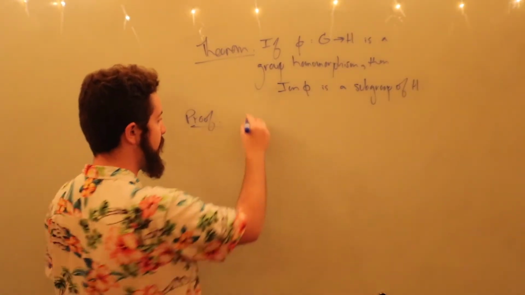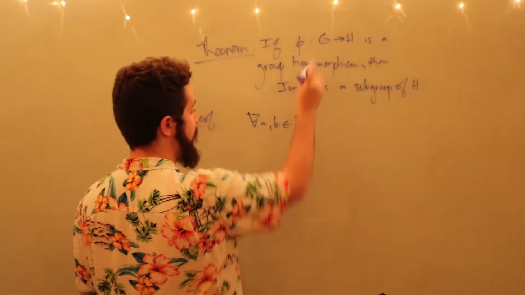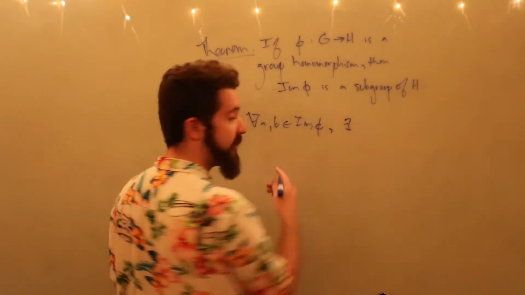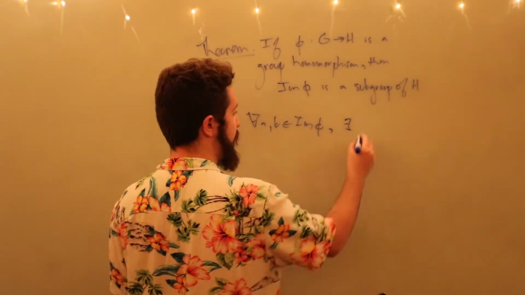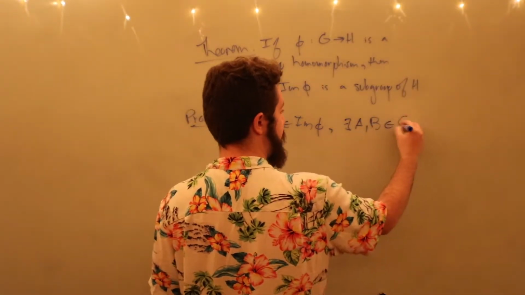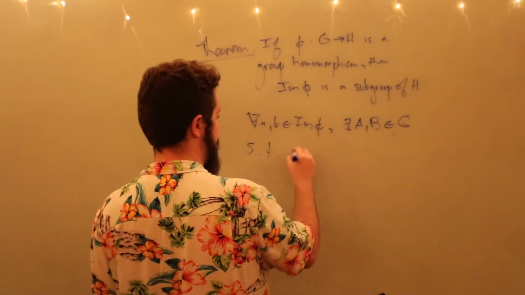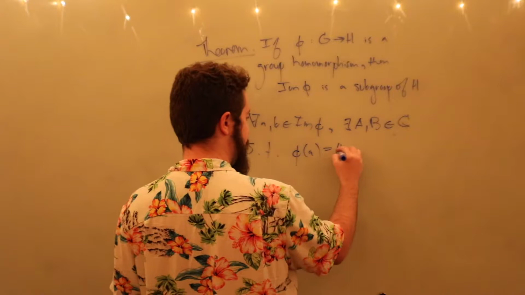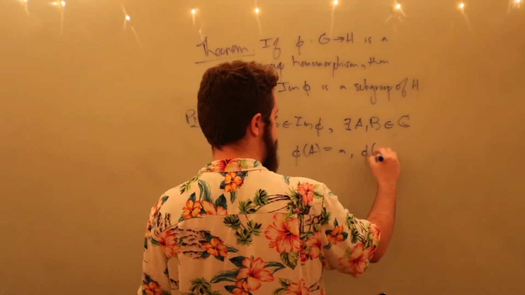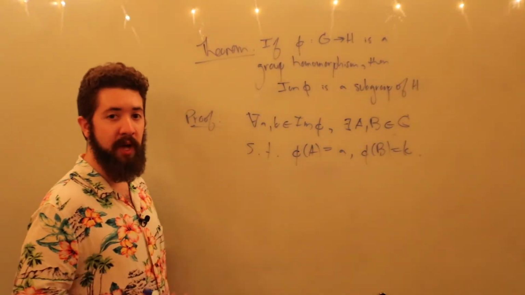Alright, now for all elements a and b in the image of G under the homomorphism phi, we have that there exist values, I'll call them capital A and capital B, in the group G. This is just the definition of an image set, such that phi of big A is little a, and phi of big B is little b. Alright, so now we apply the subgroup test.